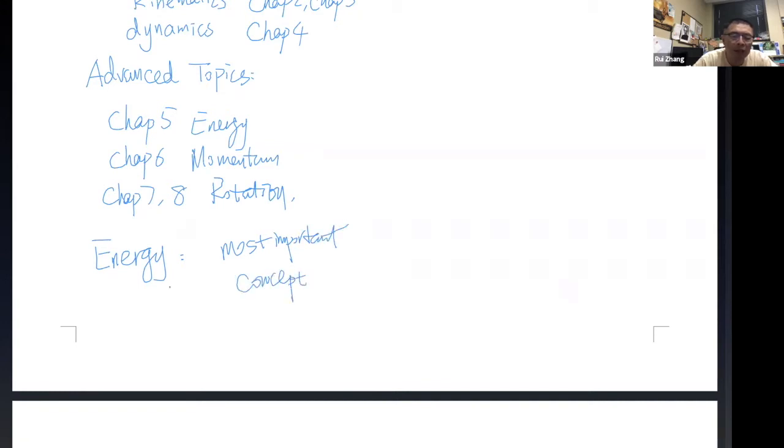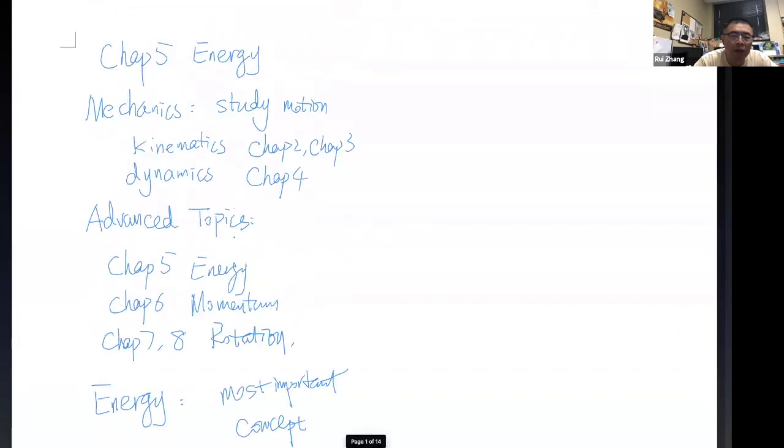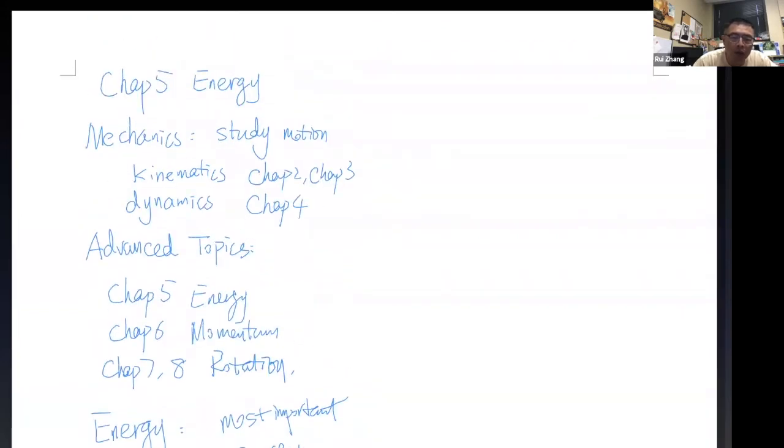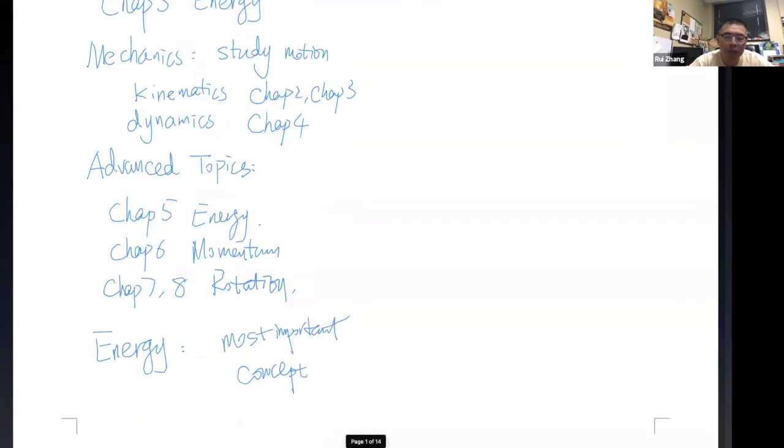And in some sense, even more important than force and Newton's law we studied in chapter 4. Force is kind of central for Newtonian mechanics. But if you go to other branches of physics, certain branches don't talk about force, or at least it's not convenient to talk about force. But they always have energy.